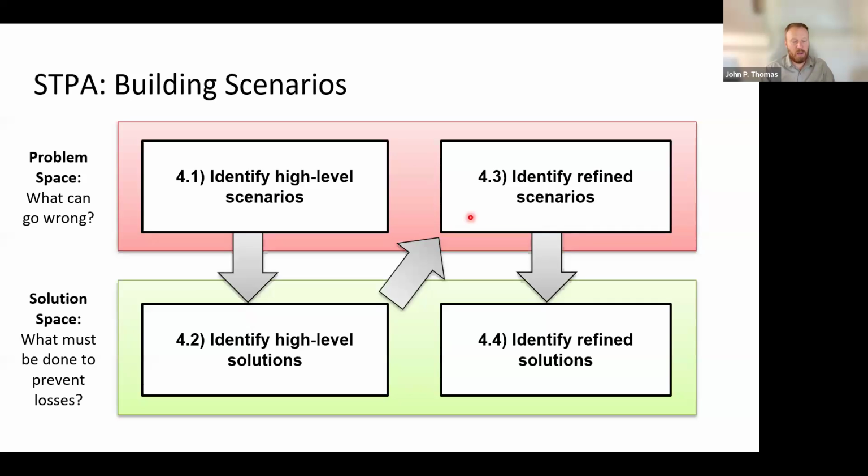So in some way, we're going to add detail to those high-level scenarios to see what the detailed causes, the detailed factors that are going to be involved. And that's going to help us come up with maybe better solutions, maybe identify solutions we haven't been able to think of yet, and build a better system. So we're going to do this in two phases: high level and a refined, more detailed level.